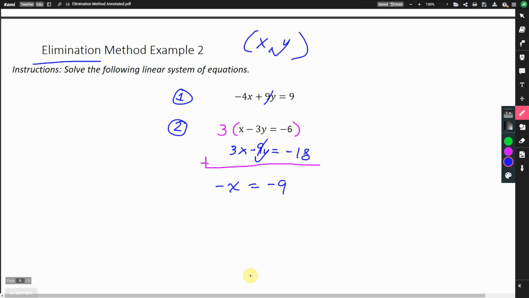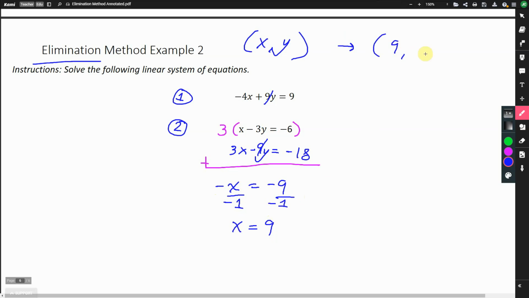Okay? So all I did was multiply it so that it cancels out. What I could have done is also multiply it by 4 and cancel out the x's. It doesn't matter. I would have gotten the same answer. Okay, but let's just continue on. Negative x equals negative 9. I want to divide that by negative 1. And then x equals 9. So then the first part of our solution is 9.